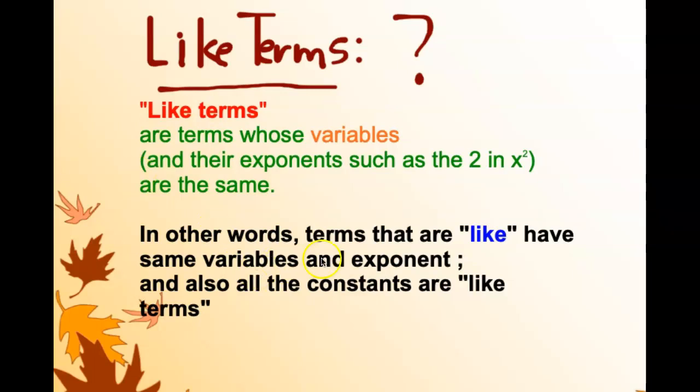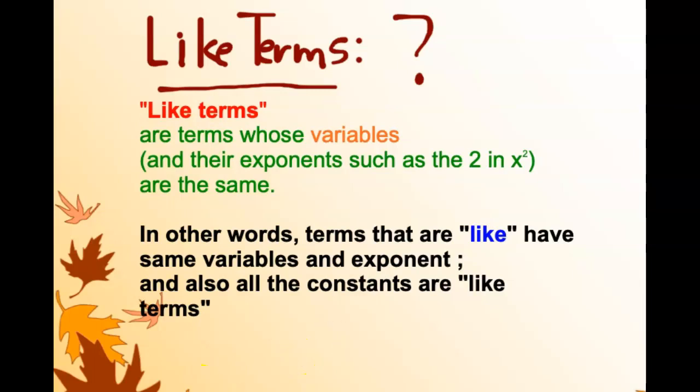In other words, the terms that are alike have the same variables and exponents, including the number of powers they have. And also, all the constants are like terms. The numbers, whether they are fractions, decimals, whole numbers, or negative numbers, are all constants and they are all alike.